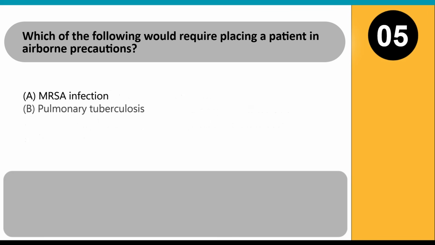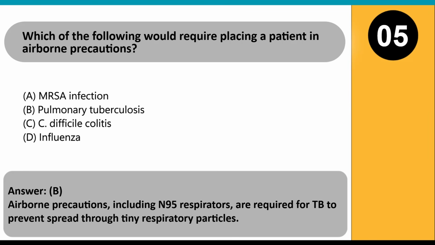Which of the following would require placing a patient in airborne precautions? A. MRSA infection. B. Pulmonary tuberculosis. C. C. difficile colitis. D. Influenza. Answer: B. Airborne precautions, including N95 respirators, are required for TB to prevent spread through tiny respiratory particles.